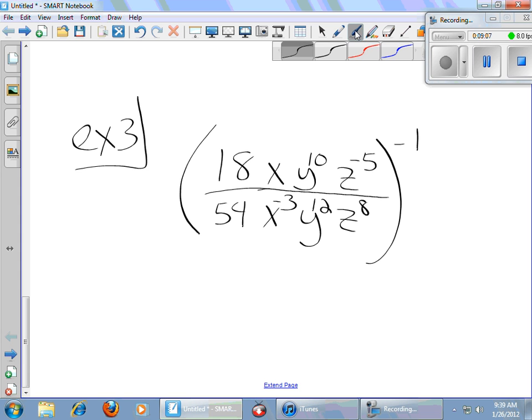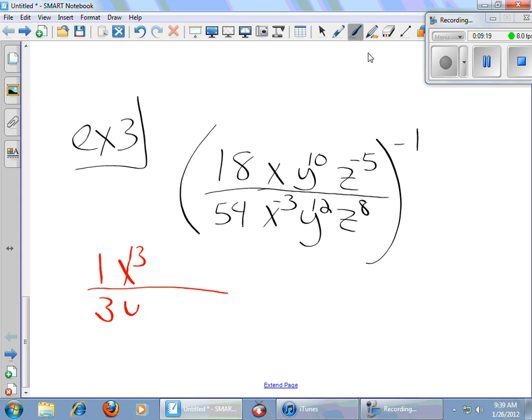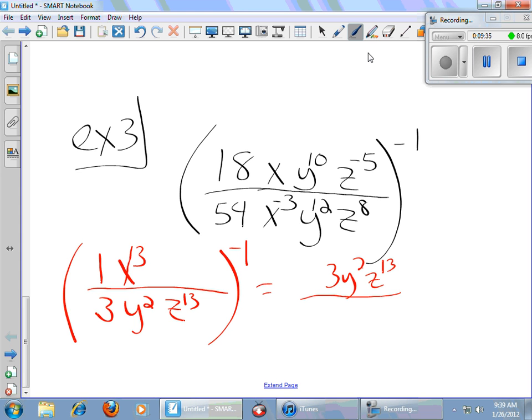Okay, I'm going to go through this one a little bit quicker. If you're watching, I'm assuming you want to see what's going to happen. All right, so I'm thinking 18 over 54, so I'm thinking that's 1/3. X to the 13th, y squared, and z to the 13th. That's the negative 1st. Get rid of the negative by flipping my fraction using the reciprocal, or as Jaden Stormer likes to say, the refliprocal, and I'm done. Because anything raised to the 1st power is going to be itself, so I don't need to worry about the 1.